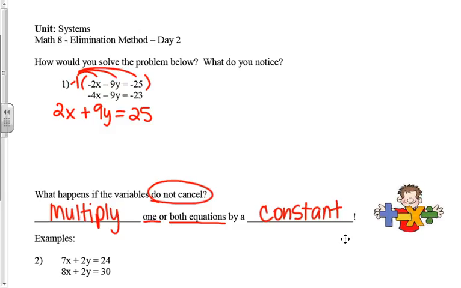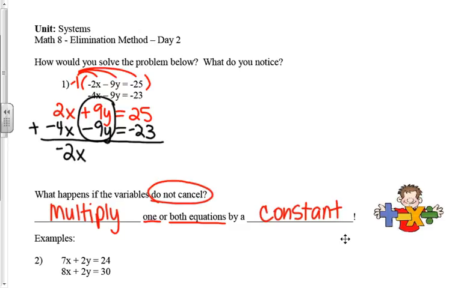Then I'm going to rewrite this bottom equation just as it is, so that one's not going to change. So I get negative 4x minus 9y equals negative 23. Now we're right at that spot where we were yesterday, where if I go to add these two equations together, this negative 9y and positive 9y are going to cancel out. So I'm left with negative 2x equals 2. I'm going to divide by negative 2, and I'm left with x equals -1.